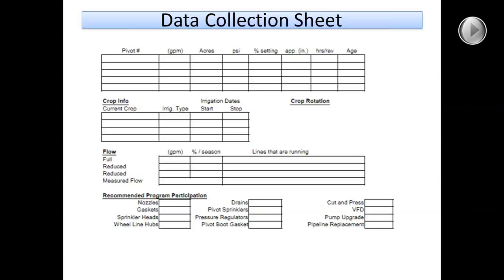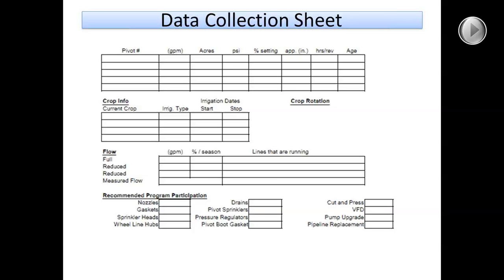That percent setting, that's what they usually operate at. They usually have a dial or a digital control, and they can set it to run at 100% of full speed or 50% or anything in between 0 and 100. And so I try and get the setting that they usually operate at, how much water they're applying at that setting, and how many hours it takes for that pivot to complete a full revolution. And then again, we're just asking for the age of the sprinkler package here in that last column.